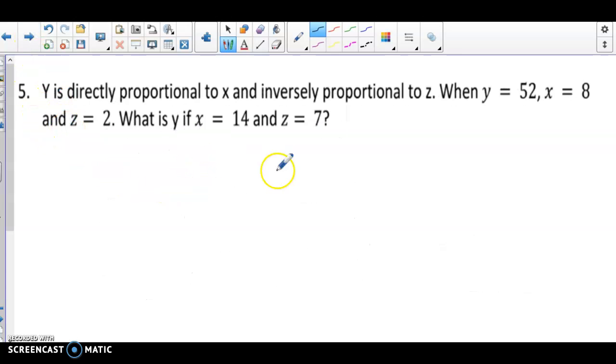One last problem. We have y is directly proportional to x and inversely proportional to z. When y equals 52, x equals 8, and z equals 2, it gives us those numbers to plug in. And then we need to solve and see what y is if x equals 14 and z equals 7.